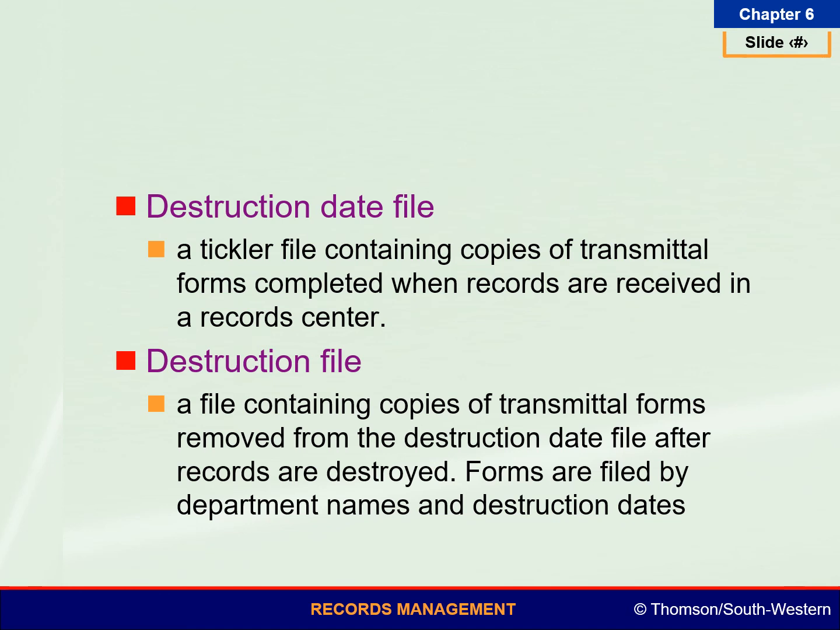Okay, so destruction file pula adalah dikata file yang contain copies of form removed from destruction date file, which is yang tadi yang saya kata tadi, bila kita transfer record, form yang kita guna tu kita letak dalam destruction date file. Tapi destruction file adalah bila records tu telah destroy. Okay, bila kita dah sampai tempoh lupus dia, dan kita simpan copies of transmitter form masuk dalam destruction file. So that's all for chapter 6.